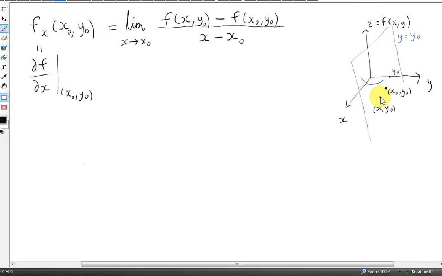So to do that, we consider a nearby point whose coordinates are x, y0. So this nearby point is also in the plane because its y value is y0. When we calculate this quotient here, we are getting the slope of a secant line passing through these 2 points.